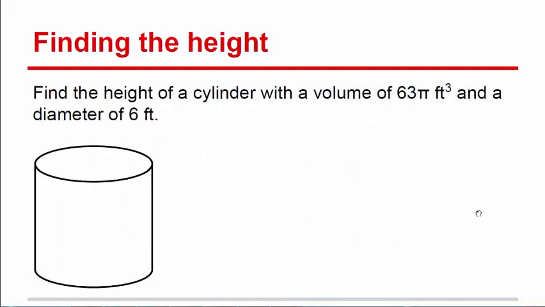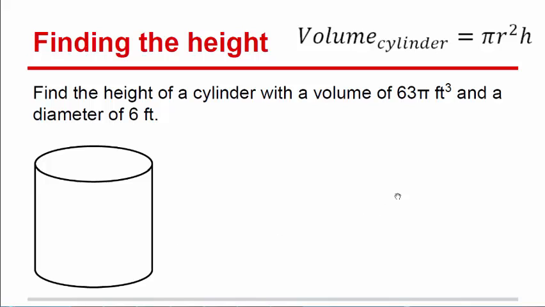Let's look at another example. In this one, we're finding the height. The previous one we were finding the volume. In this one, we're finding the height. So find the height of a cylinder with a volume of 63 pi cubic feet and a diameter of 6 feet. Well, the equation is volume of a cylinder equals pi r squared h.